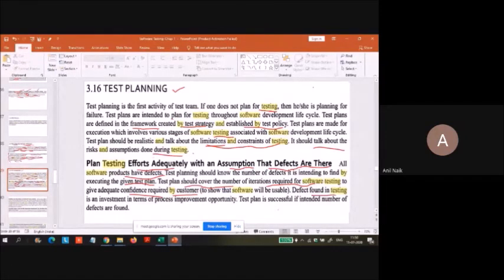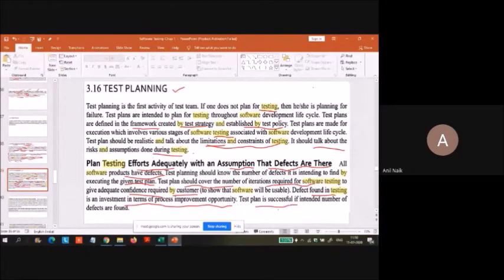So defects found in testing are an investment in terms of process improvement opportunity. Whatever defects are found in the testing, it's an investment because we are spending the time. So that indicates it is one of the process improvement opportunities. It means we use different strategies and different scenarios, and that will help to improve the process.